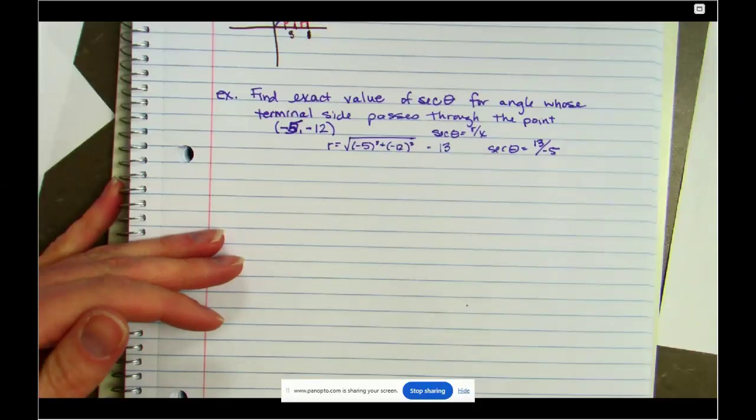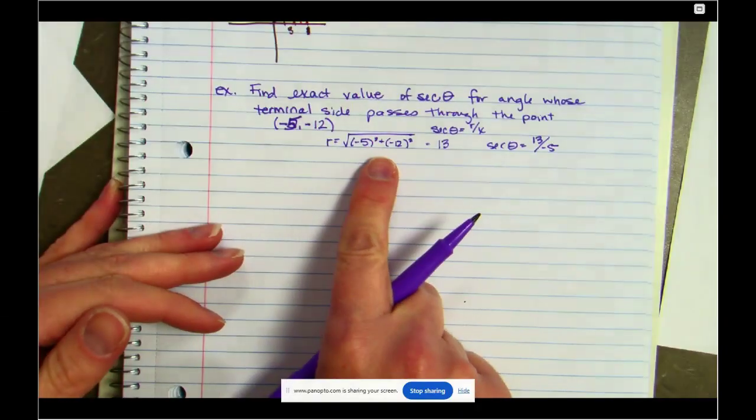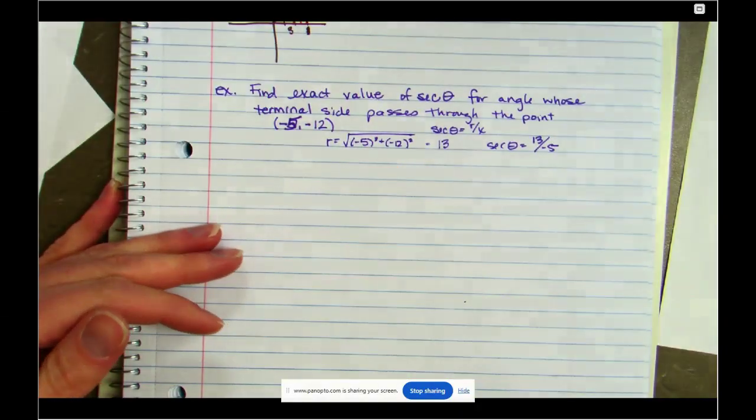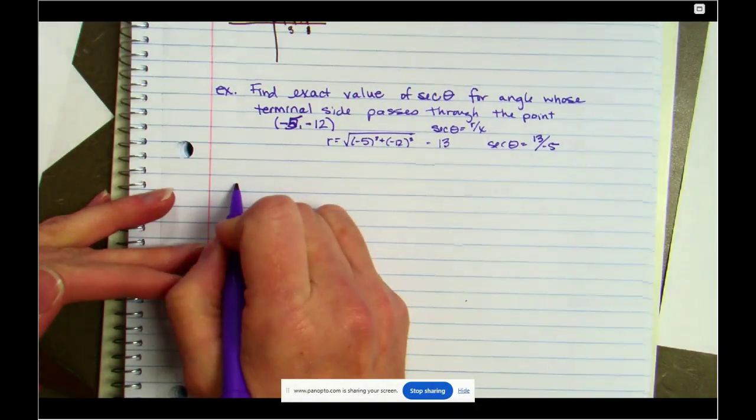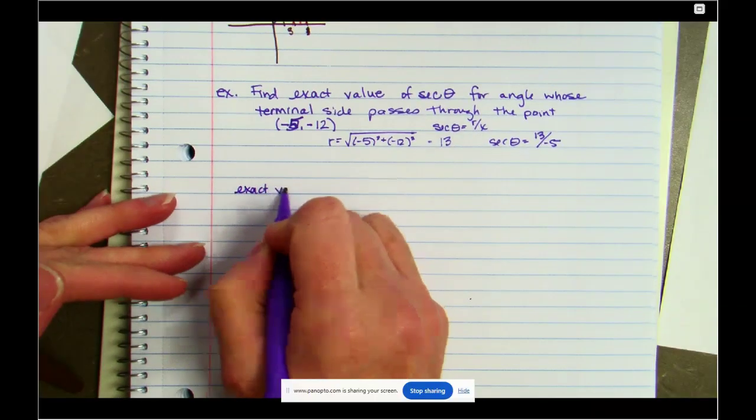You add two numbers together, you get a fraction. Or you get like a decimal. No decimal. But when you do this, you've got to leave it as a square root. Okay, so same deal. We're looking for exact value. I'm not writing out all of the words this time.